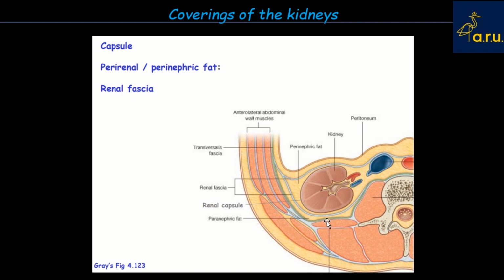So if we start from inside and make our way outside, we've got four different coverings of the kidneys. We've got the fibrous capsule of the kidney, unique to the kidney, and does not enclose the suprarenal gland. The remaining three coverings are the perinephric fat, followed by the renal fascia, and then the paranephric fat. These three coverings are then going to enclose both the kidneys and the suprarenal gland.